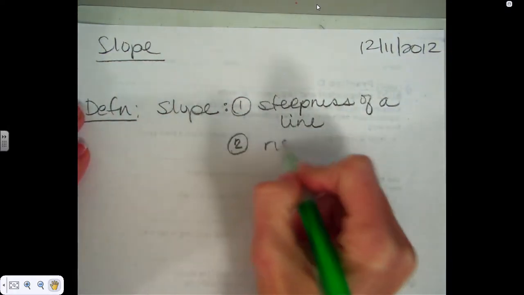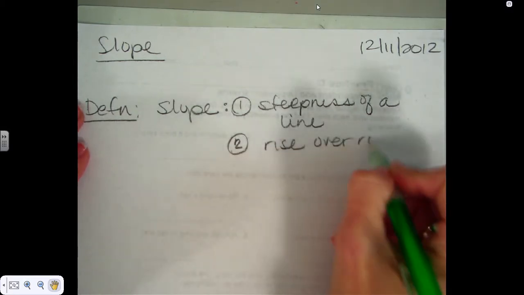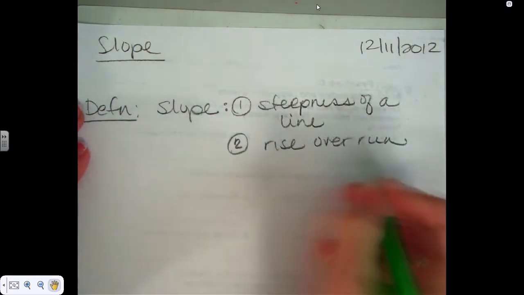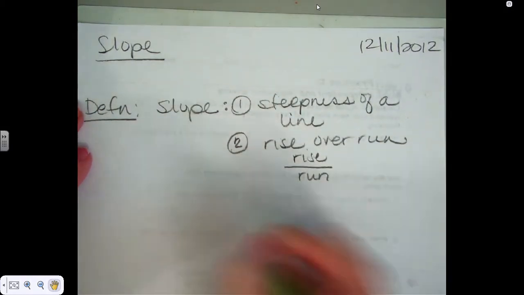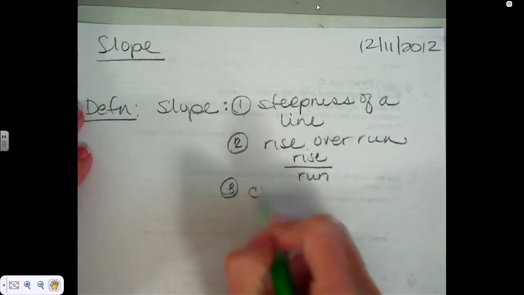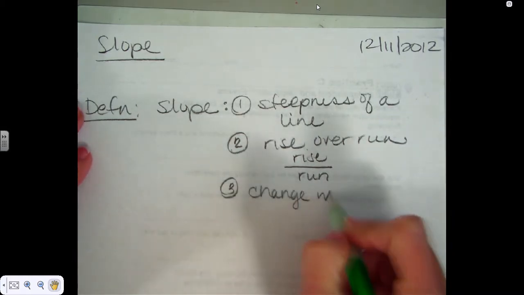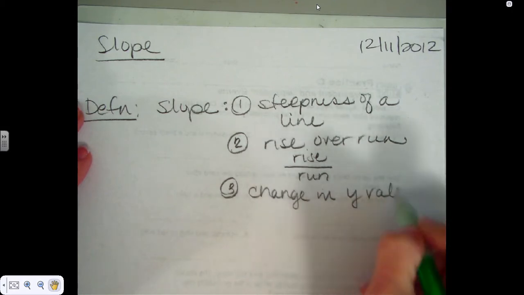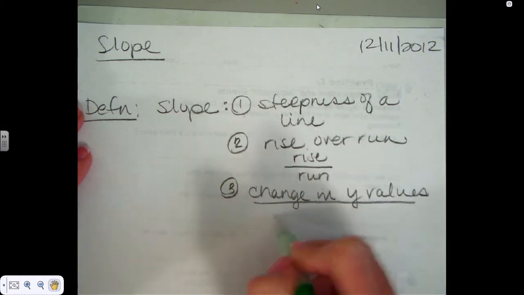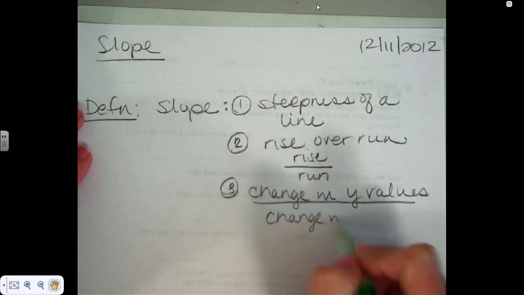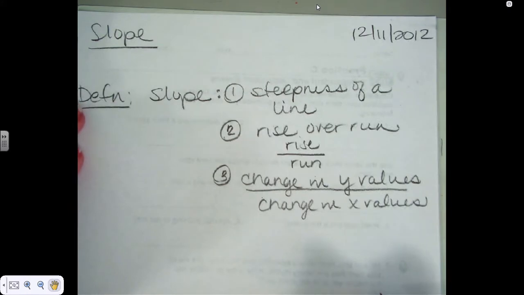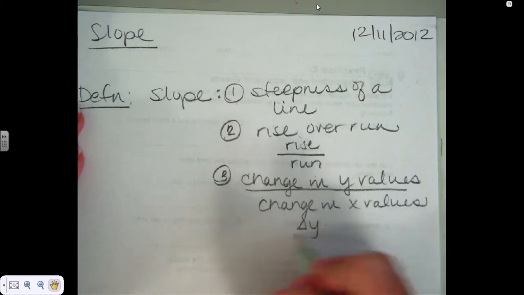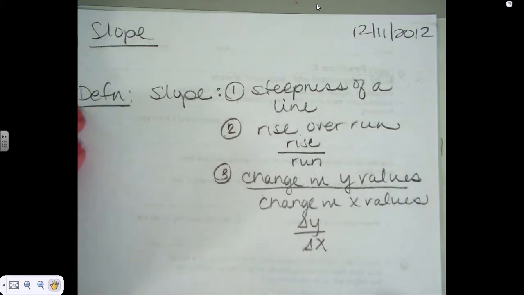Second, rise over run. Literally, rise over run. It's a fraction. And then finally, the change in y values over the change in x values. Change in y over change in x is a shorter way of writing it.